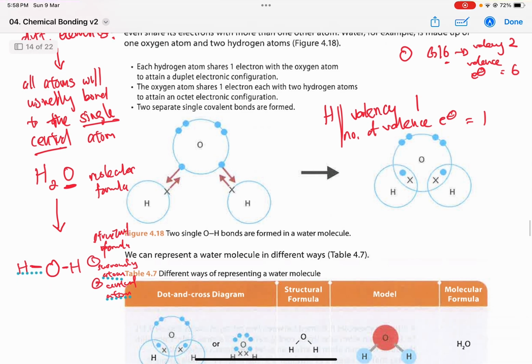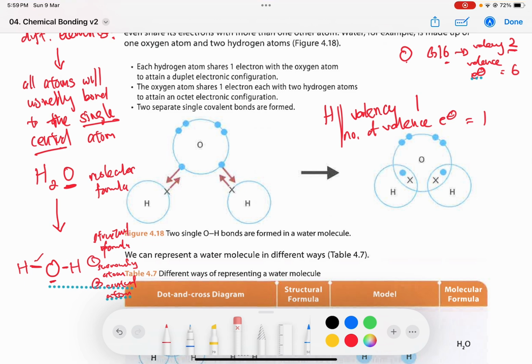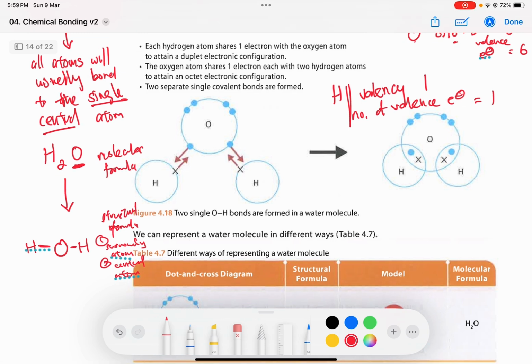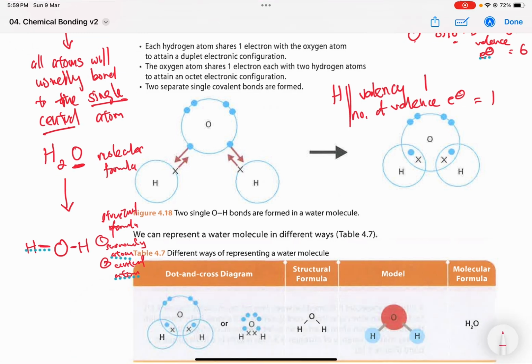Because I know that to draw the structural diagram, structural formula, I'll need to focus on the valency. So oxygen having valency 2 means that it will form 2 bonds. So I look at my oxygen over here. Does it have 2 bonds? 1, 2 surrounding it. So you realize that once you have settled the surrounding atoms, you most probably have settled the central atom. Once you're done with structural formula, we can do the dot and cross.